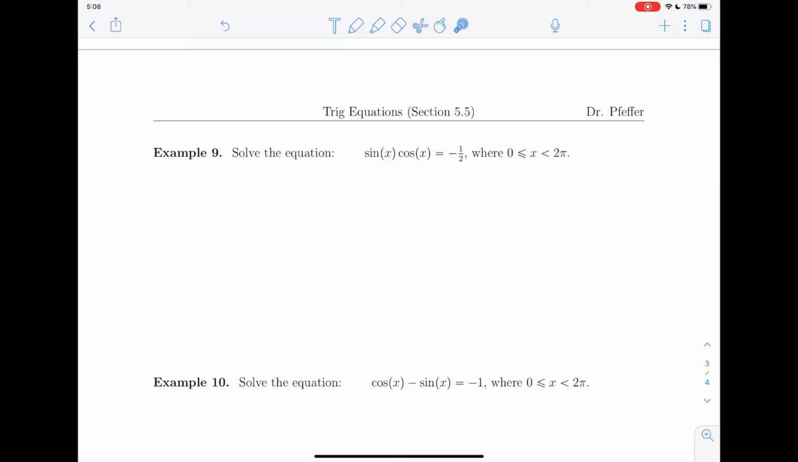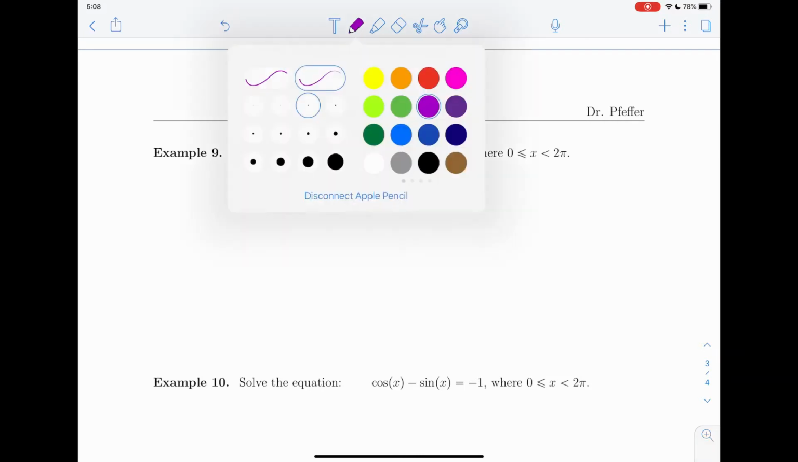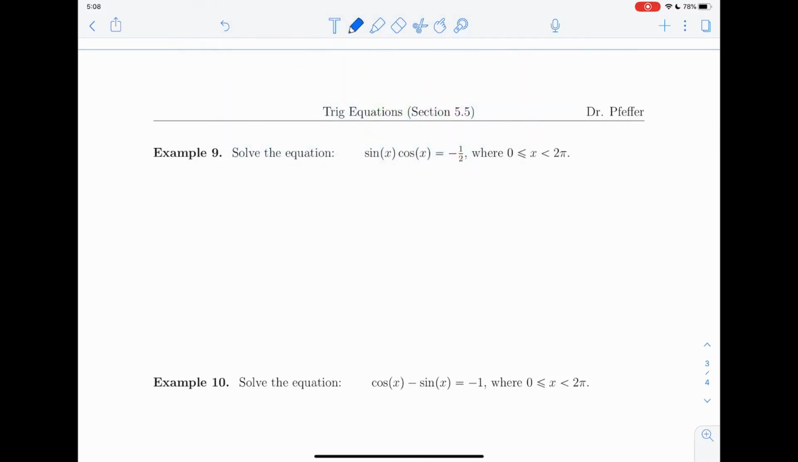Your first inclination might be to move that negative 1/2 to the other side, but I caution you against doing that. Additionally, there are no squares, which means the Pythagorean identity is kind of a bust. But remember, we do have access to other trig identities. For example, sine of 2 theta is equal to 2 sine theta cosine theta.